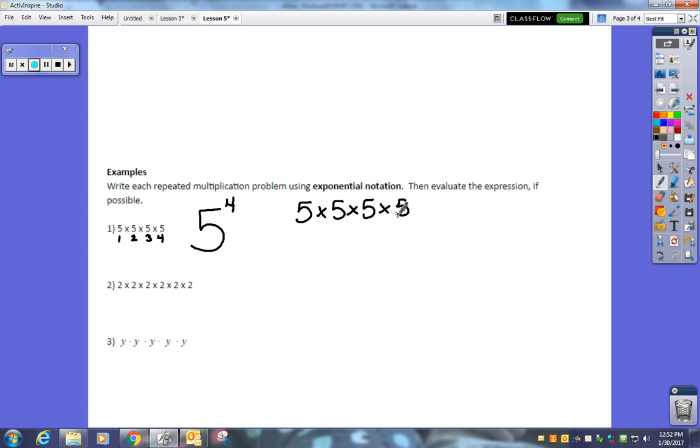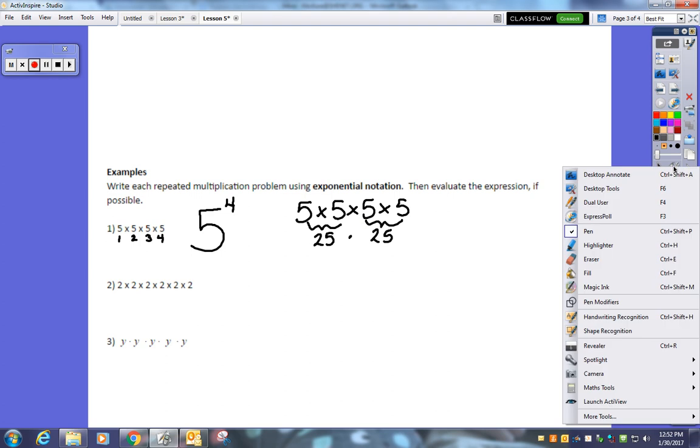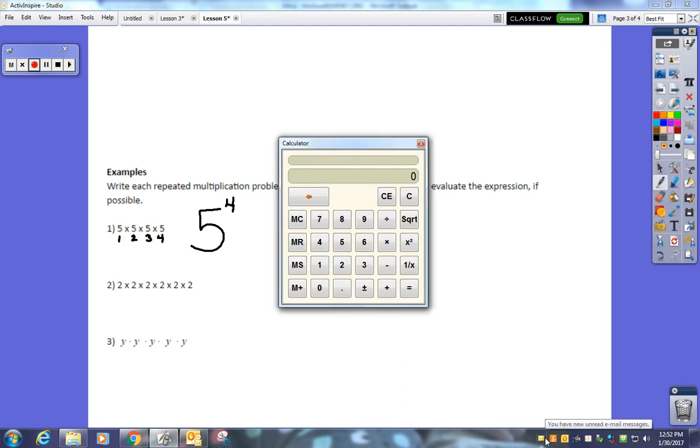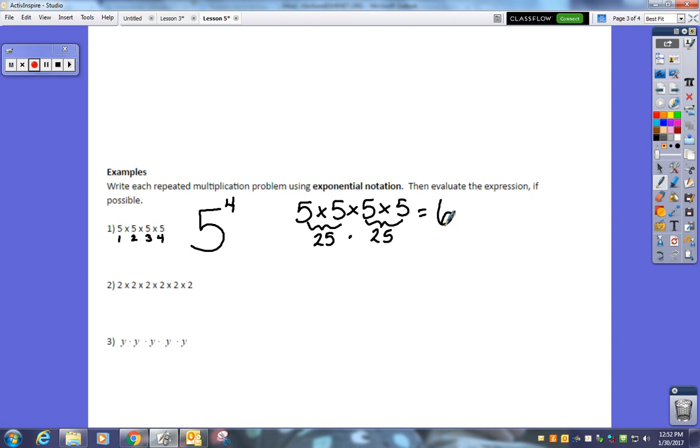The way I'm going to break it down is I'm going to see that 5 times 5 is 25, and 5 times 5 is also 25. So I would be multiplying 25 times 25. I'm going to take out my calculator, and I am going to multiply 25 times 25 and see that my answer is 625. So when evaluated, that's 625.